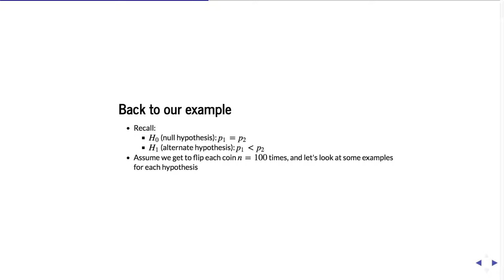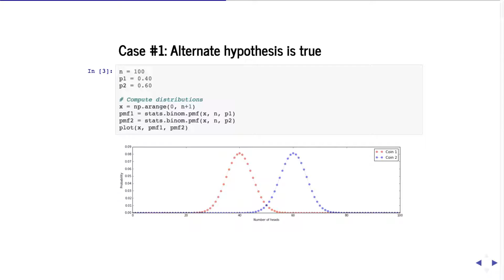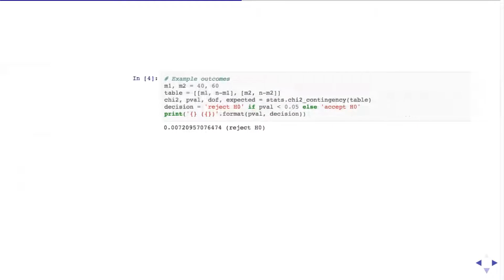So getting back to our example, we've got our null hypothesis, we've got our alternate, and assume we get to flip each coin 100 times. Let's look at some examples. Here, case one, let's assume the alternate hypothesis is true. You're going to get distributions that look like this. We've got a 40% chance for the one coin and 60% chance for the other. You can just compute these distributions. They're binomials, and when n is large, they look pretty Gaussian.